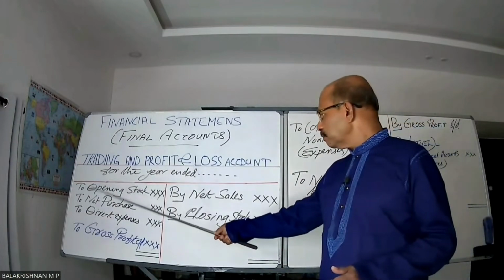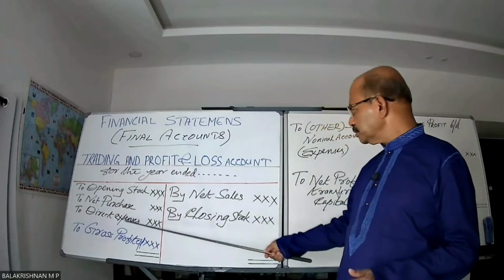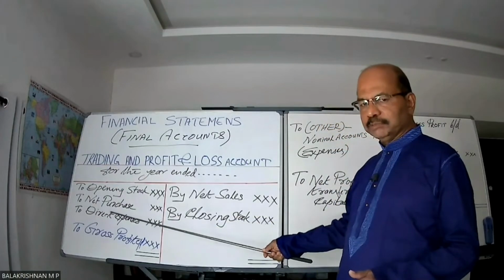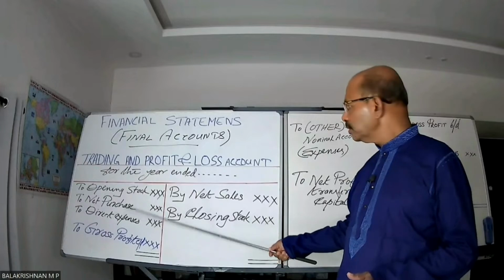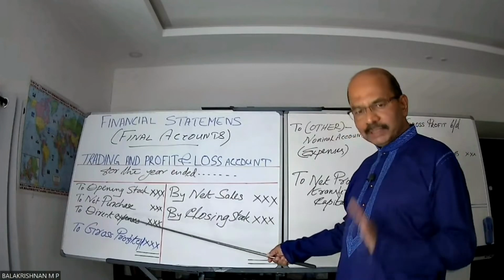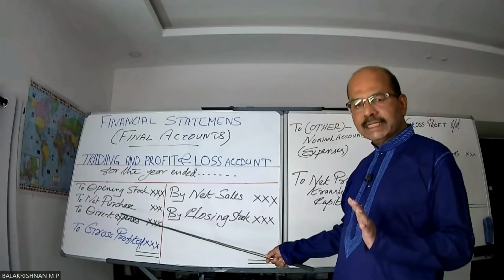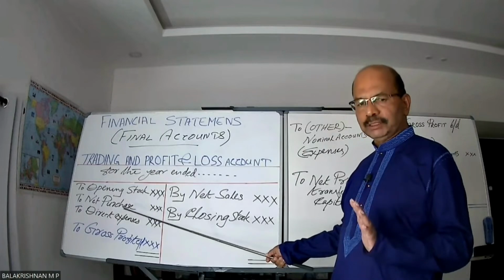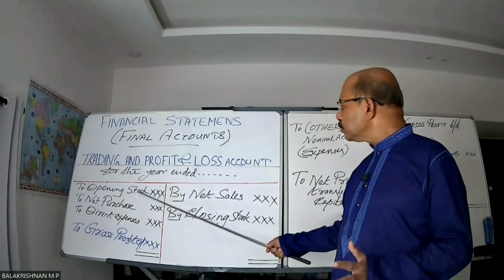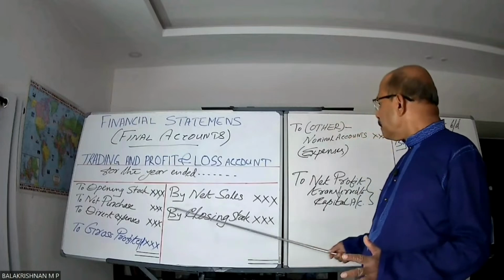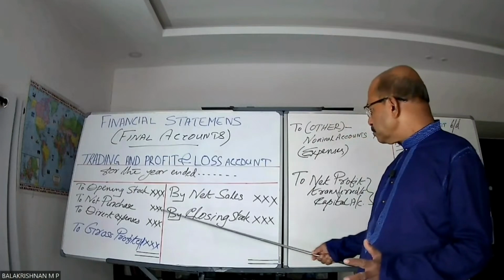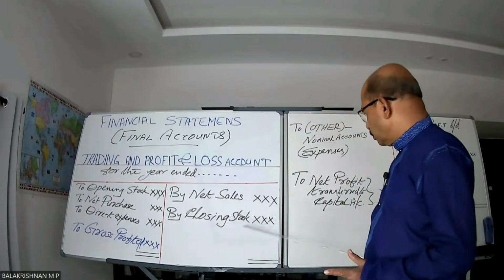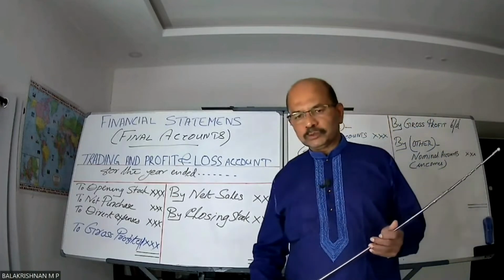In this section, opening stock plus purchase expenses. I'll get back to what these purchase expenses or direct expenses are all about. For the moment, just keep it in mind. Purchase expense is nothing but a part of purchase. So let's assume opening stock plus purchase expenses minus closing stock. That is called the cost of the goods sold.